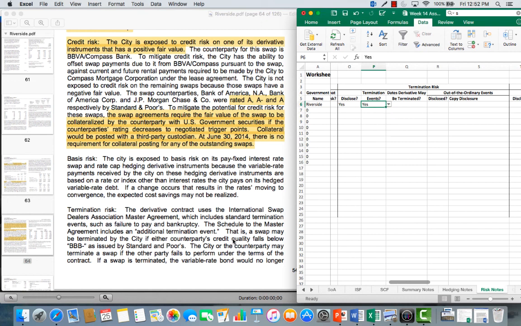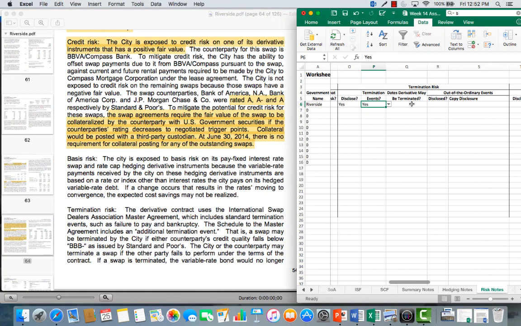They also have some other things that they added. It says the additional termination event, which is that the city can terminate if either counterparty's credit quality falls below BBB minus, as measured by Standard & Poor's, or the city or the counterparty may terminate the swap if the other party fails to perform under the terms of the contract.